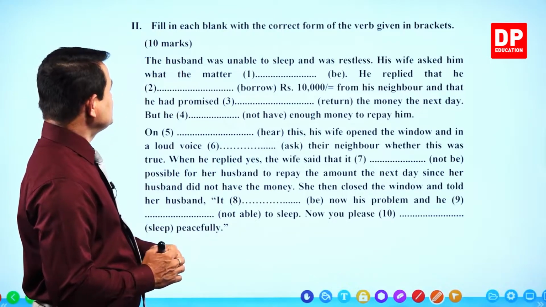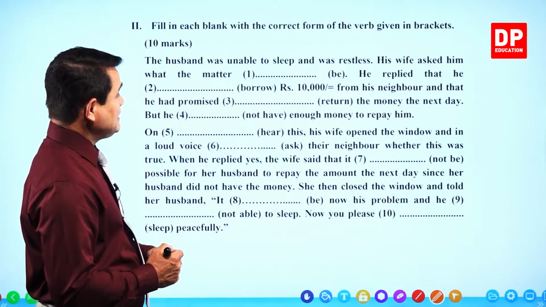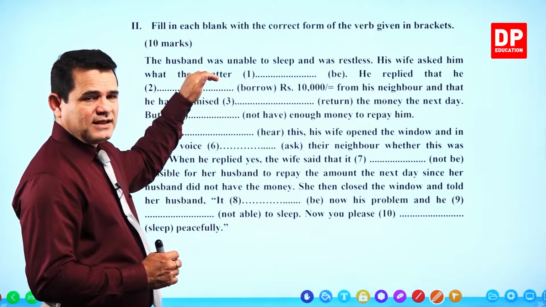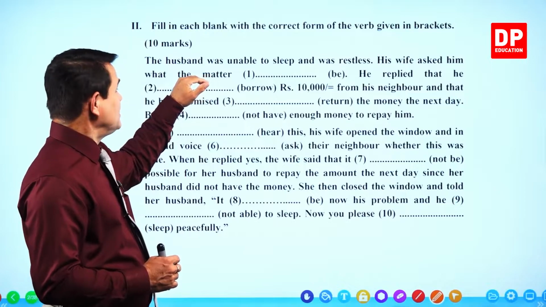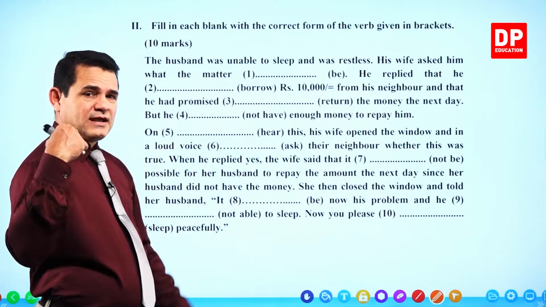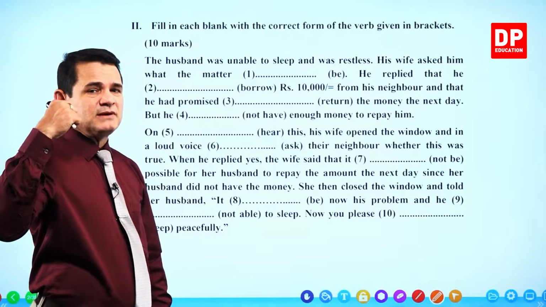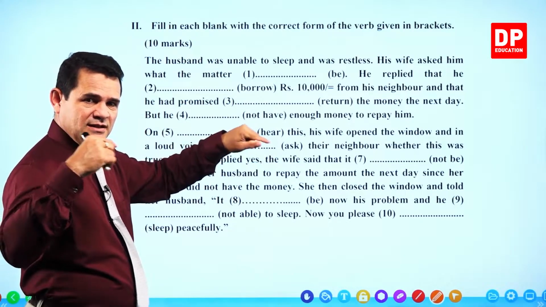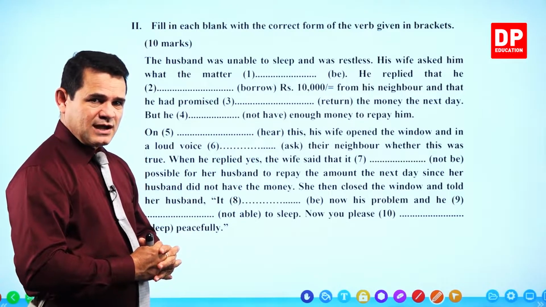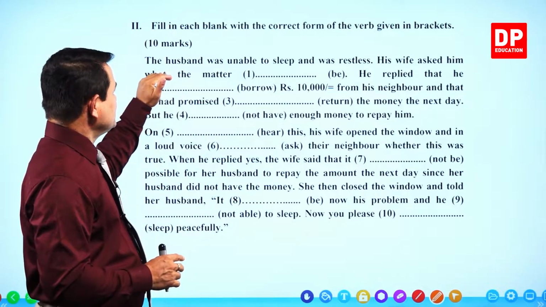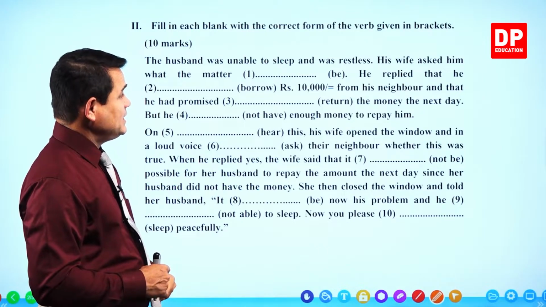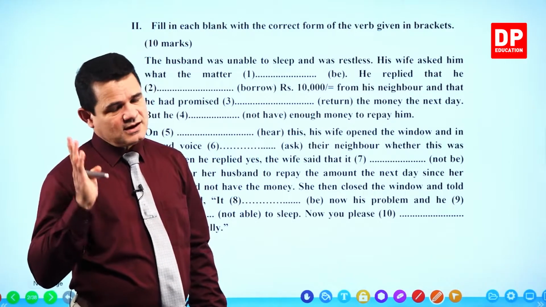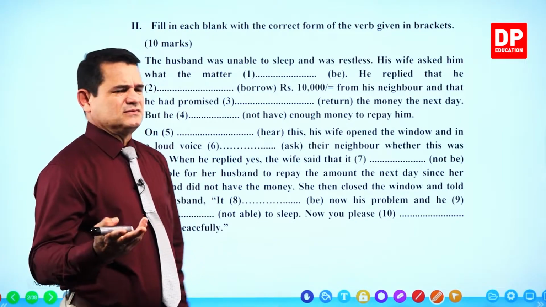The husband was unable to sleep and was restless. From that you can get an idea now. Then husband was unable. Now we can guess. Was unable means past tense. But even though it starts in the past tense, maybe in the middle there can be some other tenses also. Let's see how that is. The husband was unable to sleep and was restless. Unable to sleep. Can't sleep. And restless.